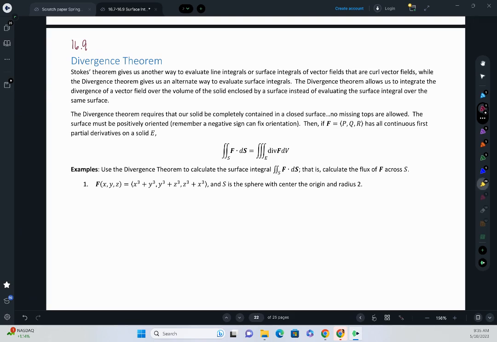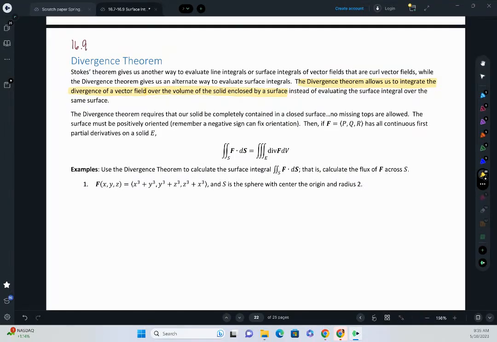So the divergence theorem allows us to integrate the divergence of a vector field. Remember what divergence is. It's measuring whether we have a source or a sink or nothing going on. And we're going to integrate the divergence of a vector field over the volume of the solid that's enclosed by the surface, instead of evaluating a surface integral over that same surface.